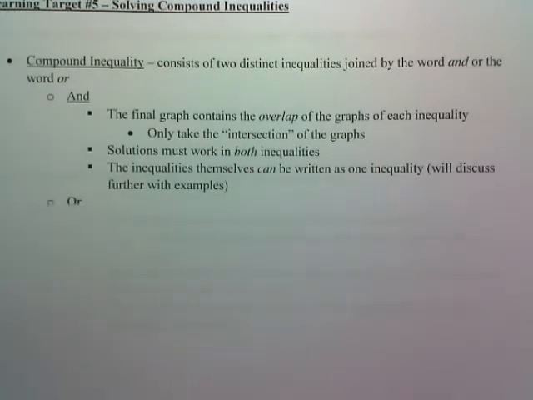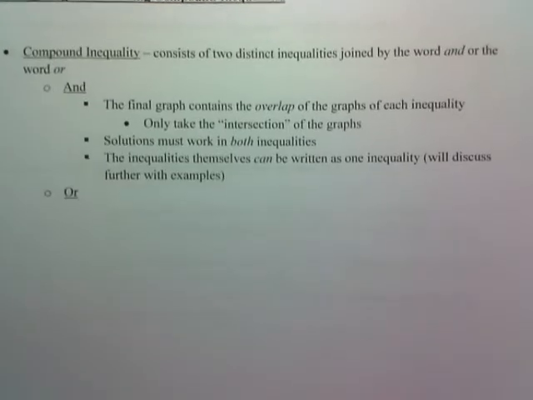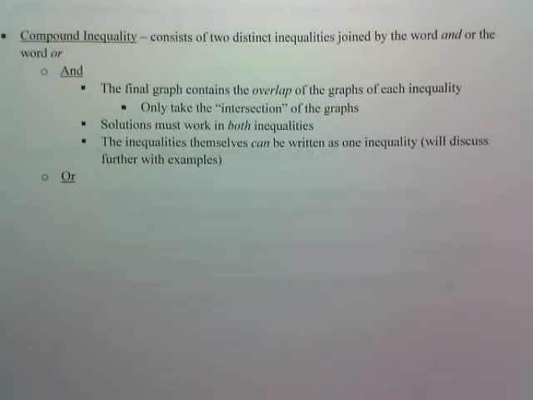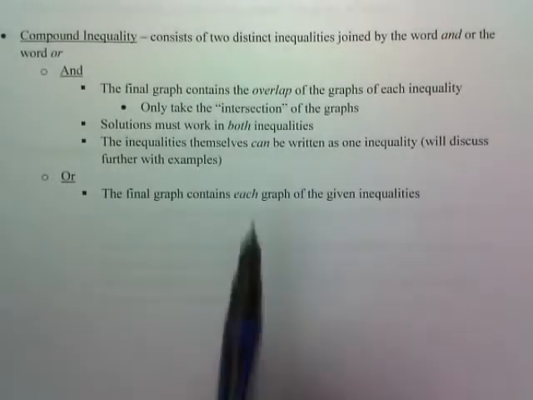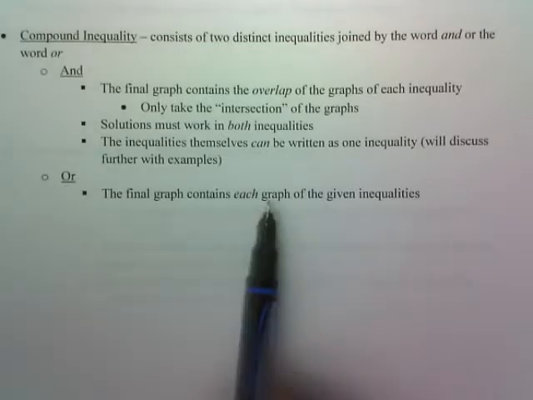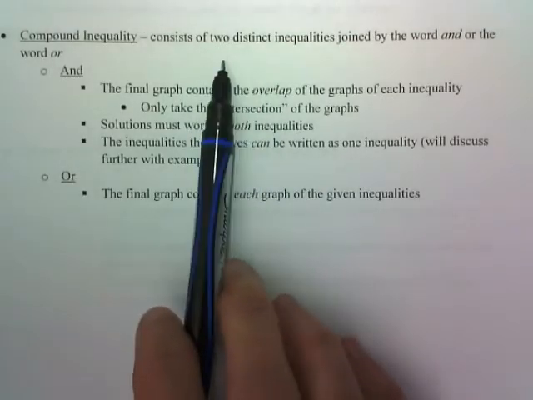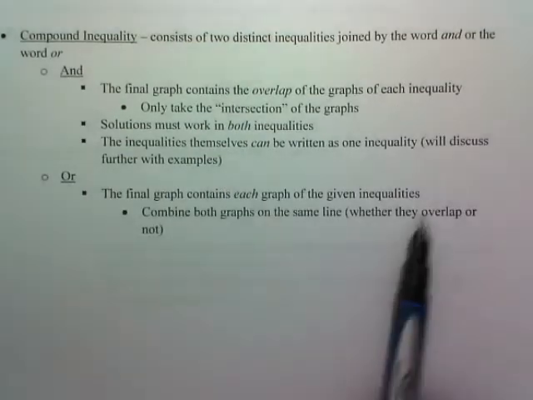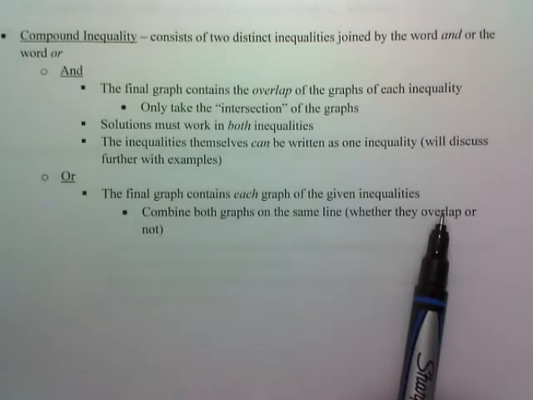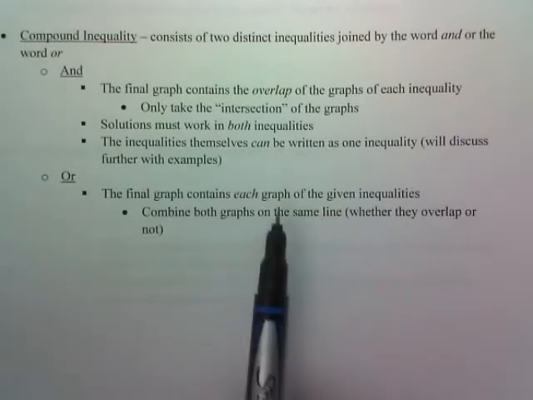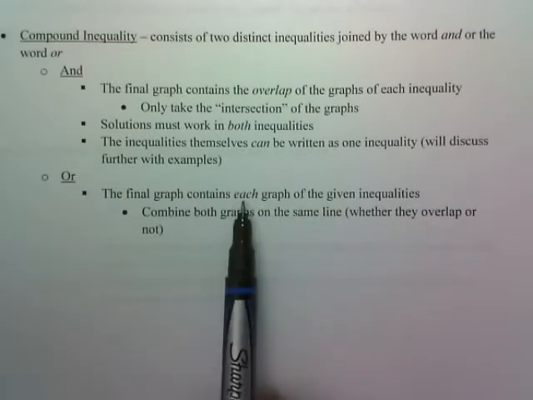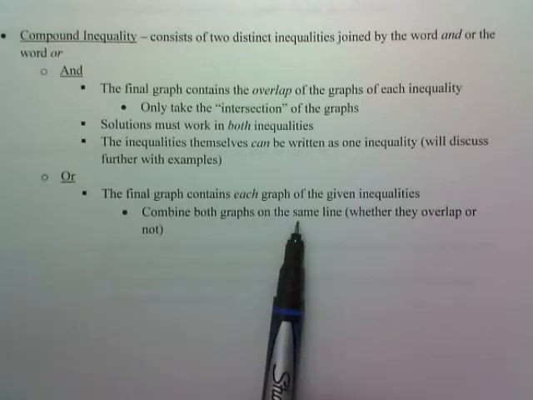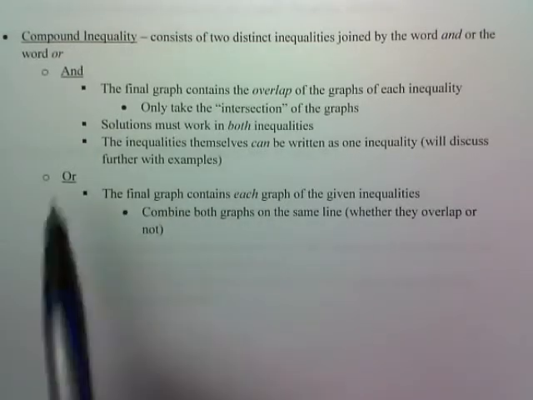All right, the other compound inequality is or. When you have two distinct inequalities joined by the word or, the final graph for that one contains each graph. So what that means is that you've got two of them, and you're just going to take both of them and put them on the same line. They may or may not overlap. With or inequalities, they could be running in opposite directions and never touch each other. They could overlap, but basically you just take each of the graphs and put them on the same line. So that's what you do for a compound inequality joined by the word or.